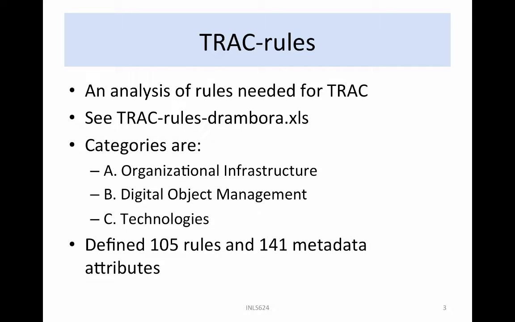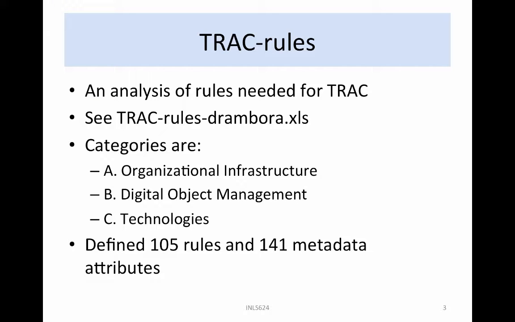The TRAC standard is organized into three categories. Category A, organizational infrastructure, describes requirements for organization structure and staffing, procedural accountability, policy framework, financial sustainability, and contracts, licenses, and liabilities. This information is encapsulated in reports that can be managed in the data grid.